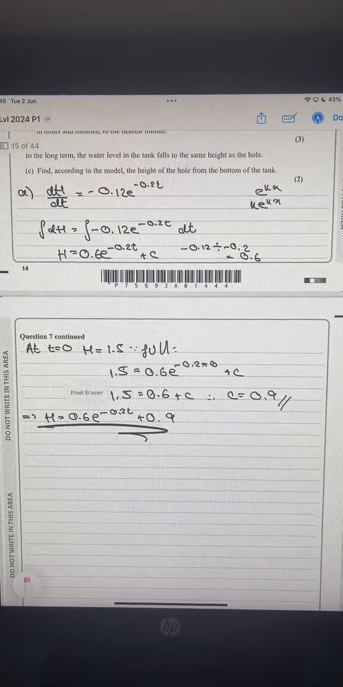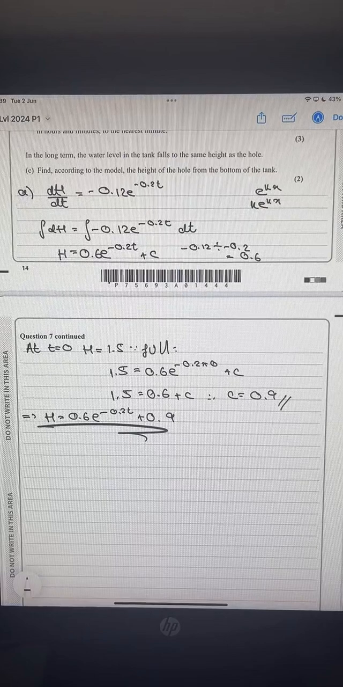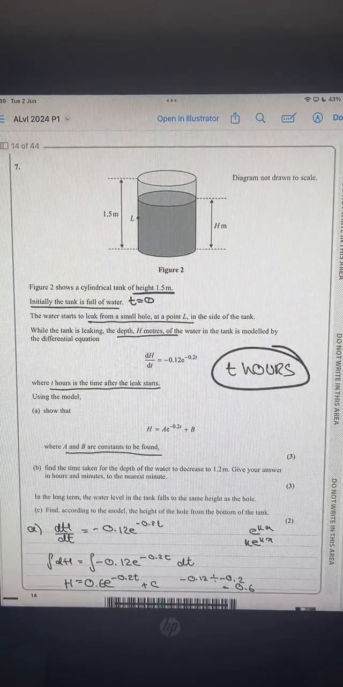where A is 0.6 and B is 0.9. So that is how you do a differential equation by separating the variables for 3 marks. Sadly, it is only 3 marks, but it is not a bad 3 marks. Pretty standard. This is the 2024 paper, Charlie. Paper 1. Pure paper 1, Edexcel.